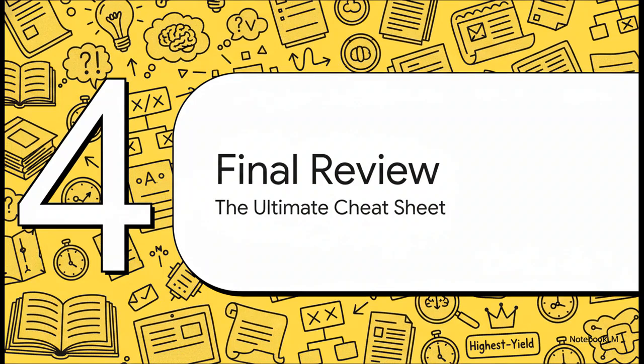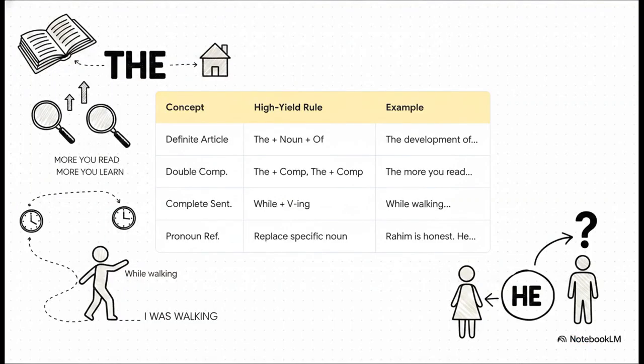We are in the home stretch. Section 4, Final Exam Rapid Review. Consider this your ultimate cheat sheet. As we wrap up this explainer, get ready to take a mental screenshot of this. These are the absolute core formulas that examiners test year after year.